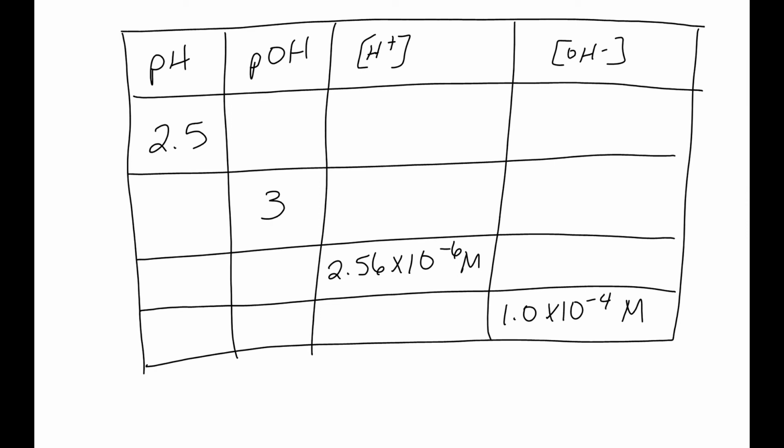So what I'm just going to do is quickly put the answers in. I might talk a little bit through it, but I'm mainly going to just put the answers so you can check yourself. Okay, so 14 minus 2.5 is going to be 11.5. And then H plus ion concentration, 10 to the minus 2.5 power. Oops, 10 to the minus 2.5 is 3.16 times 10 to the minus 3. And then the hydroxide concentration is 3.16 times 10 to the minus 12. So hopefully you got that.